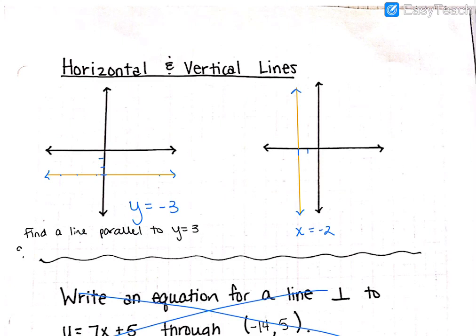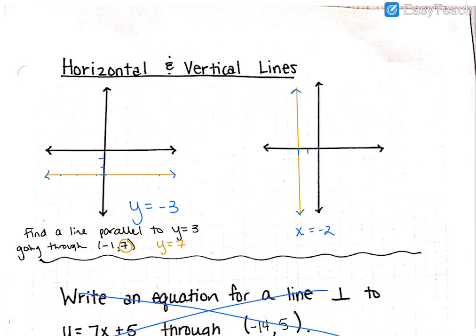So if I gave you a problem and said, find a line parallel to y equals 3 going through negative 1, 7. We would know that if it has to be parallel, it would also have to be a y equals equation because it has to be another horizontal line. And horizontal lines are always y equals. Well, if you look at the y in your point, y has to be 7. So that would be a line parallel to it.